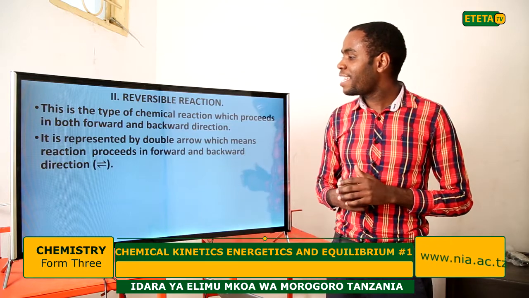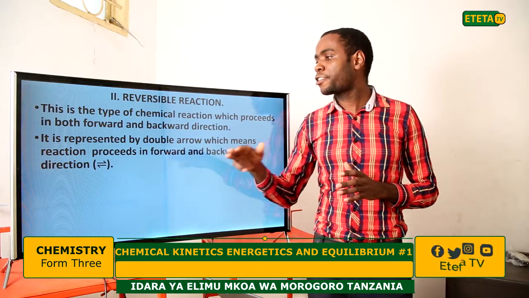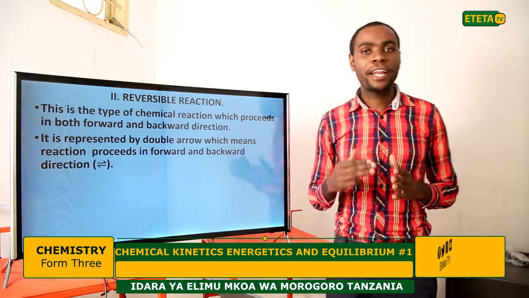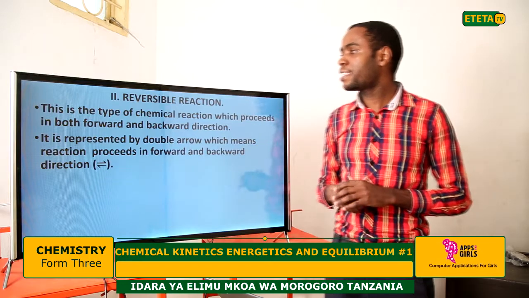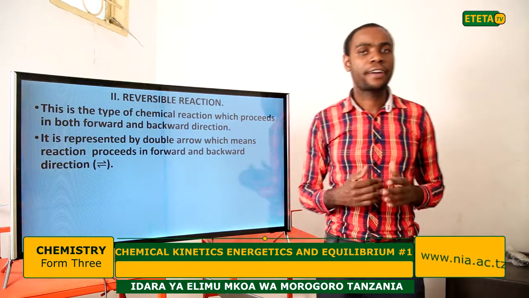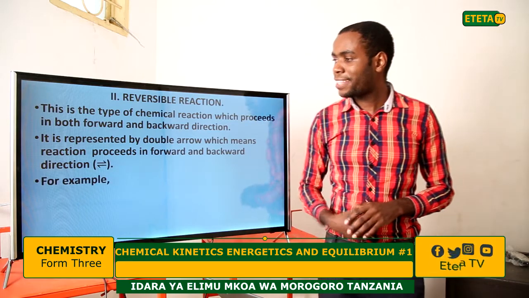It is represented by a double arrow, which means the reaction proceeds in forward and backward direction. Now we use a double arrow to represent a reversible reaction. Now, example.